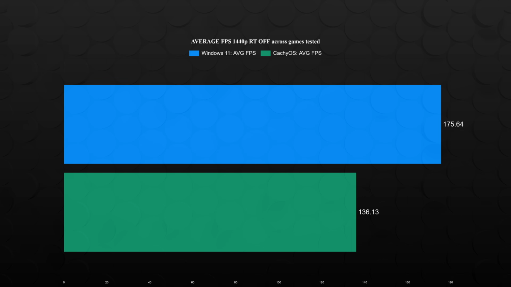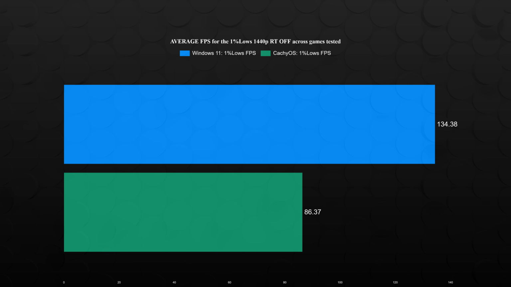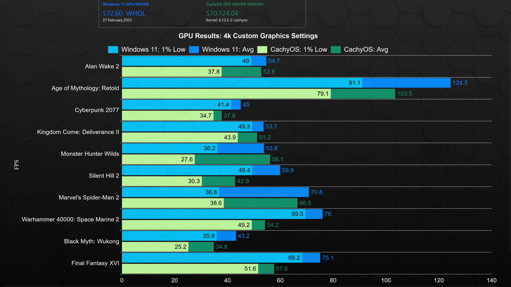When looking at the overall performance difference, Windows had a 29% lead in averages and a huge 55% advantage when it comes to the 1% low values. I didn't test Marvel Rivals or Counter-Strike 2 at 4K as I don't expect most people to play those games at this resolution. However, when we look at the 4K results, the performance gap shrinks.